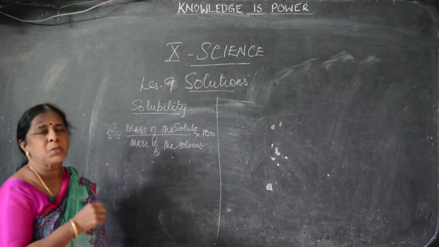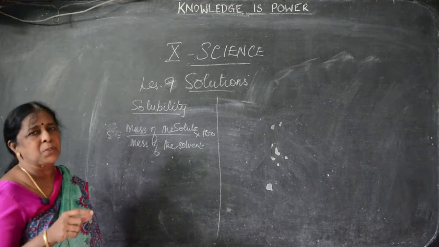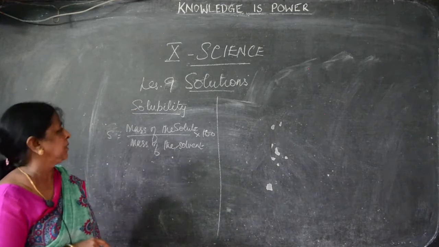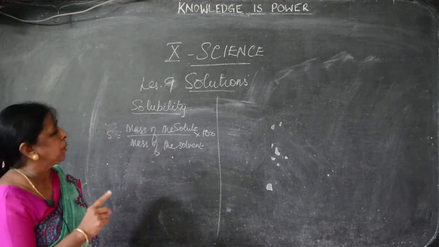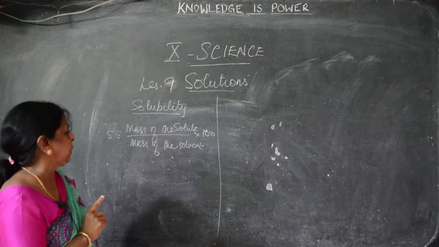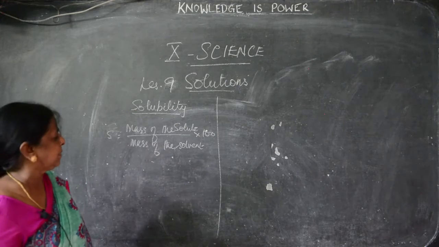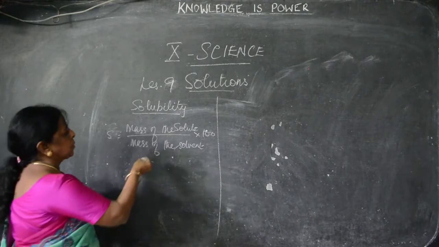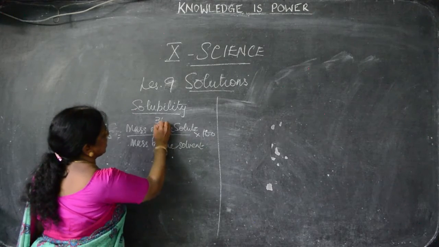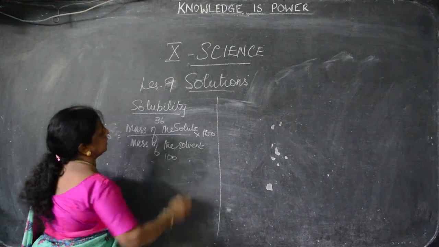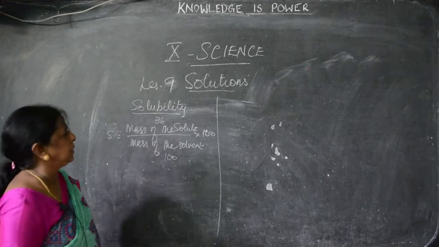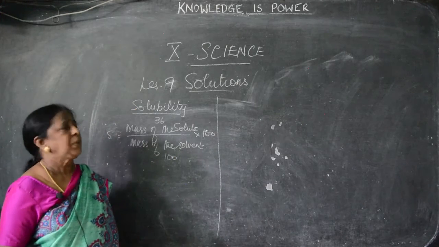Children, let us see what is solubility. That is the amount of salt dissolved in the water. We have to compare with the percentage. It's known as what? Solubility. For example, 36 grams of sodium chloride is given. Here the mass of the solute is 36 grams. Solvent, that is water, 100. So the percentage is what? 36 percent. This is solubility.